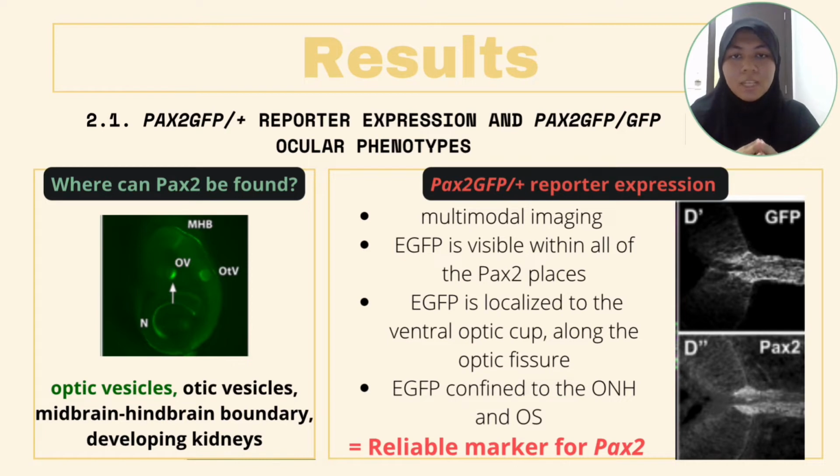Now let's look at the results obtained by the PAX2 GFP plus reporter expression. All of this is observed by multimodal imaging, which allows us to observe the GFP in the live mouse embryo. So what do these scientists observe under these live embryos? Firstly, the EGFP is visible within all of the PAX2 places. It means the aforementioned optic vesicles, midbrain, hindbrain boundary, and developing kidneys.